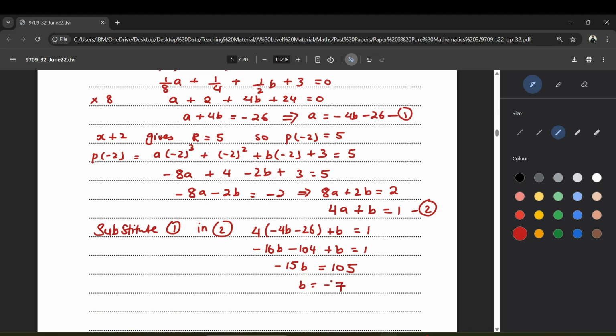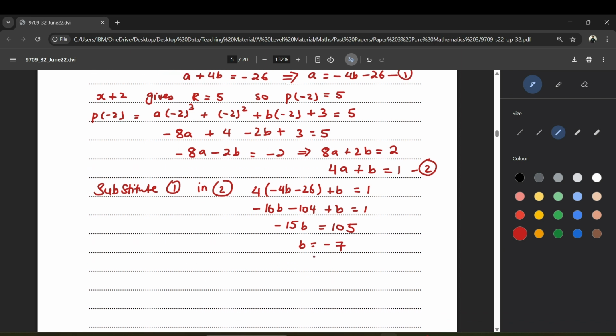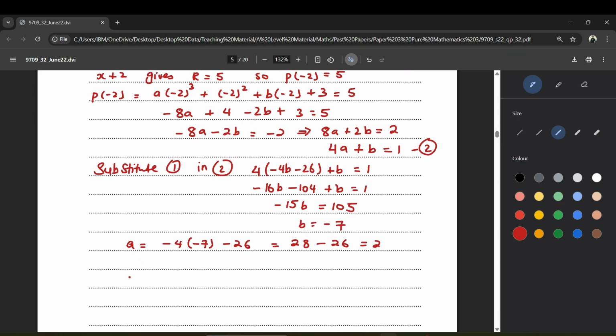All right. Now that we know what B is, we can plug in this value back into equation 1. So that will be minus 4 times minus 7 minus 26. Minus 4 times minus 7, that will be 28. Minus 26 equals 2. So therefore, A is equal to 2 and B is equal to minus 7.